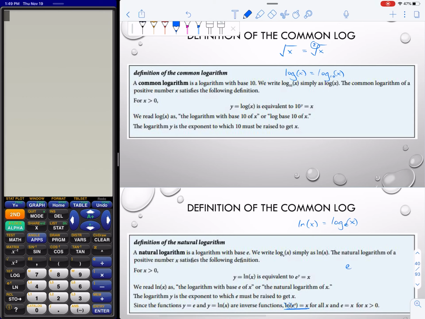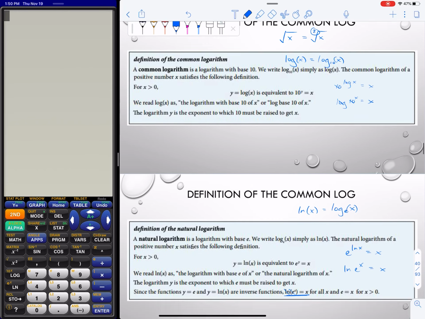Furthermore, e to the natural log of x also equals x. Same thing up top: 10 to the log of x would equal x, because these are inverses, and the log of 10 to the x will equal x, similar to how the natural log of e to the x equaled x. Some of our equality properties work for really any of our logs as long as the bases match, but they also work for our two common logs, the log base 10 and natural log.